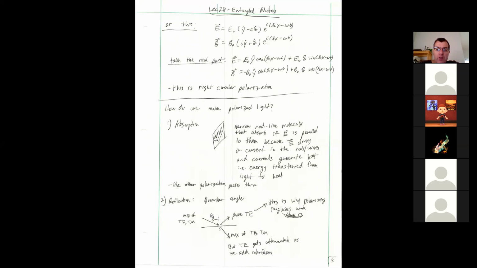You get a sheet of this material. You could send in light that's some mix of polarizations. And anything that is vertical will be attenuated because all of that energy will be turned into heating up these wires. Anything that's horizontal or into the page will pass straight through, because something that's oscillating in and out of the page, like I'm doing right now with the cursor, can't drive a current, can't heat up the wires.